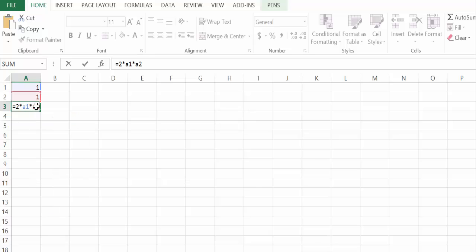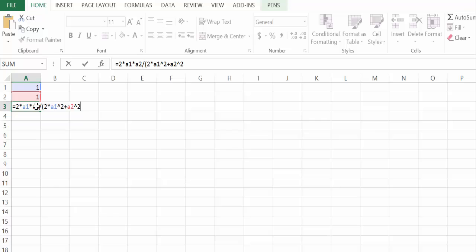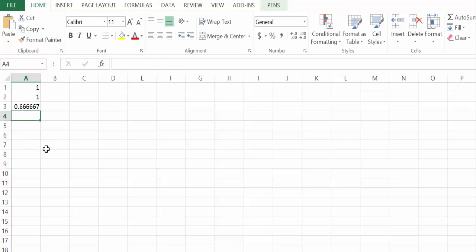That's the numerator, divided by a left parenthesis, 2 times x, which is 2 times A1, and then you have to square that, plus y, which is A2, squared. That's the same as having 2x squared plus y squared in the denominator. So you have to square the y also. That's the equivalent of our formula, with A1 and A2 taking the place of x and y respectively. Get off that cell, using the arrow or the mouse, and you'll see 0.6 repeated.